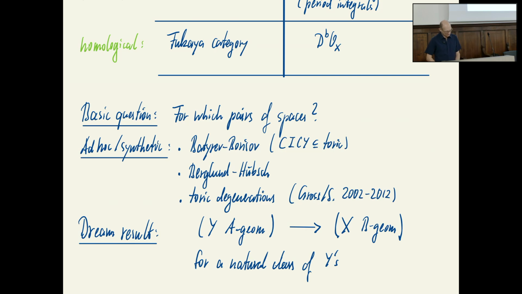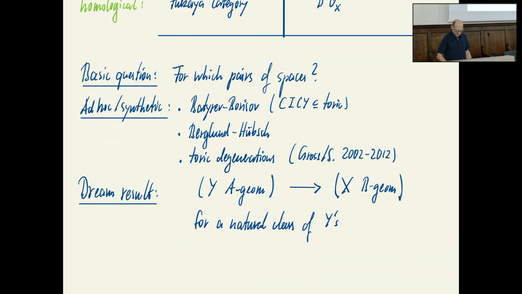Of course, as a mathematician, the dream result is you would have some A geometry that is not defined by some construction, but by some invariants. Let's say I want a Calabi-Yau, maybe just a Calabi-Yau, or maybe a degeneration of a Calabi-Yau. So something that is more natural than just saying, take these equations and do something with them. And it should canonically produce something on the B side.